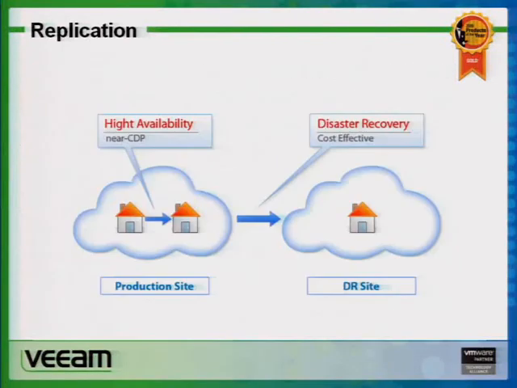So, with that being said, let's talk a little bit about replication. There are two different types of replication that we look at. High availability, nice typo on that. High availability, in-house, near CDP replication. So you're concerned that you might have an issue on the SAN where you're storing your virtual machines. What happens if you have a SAN outage?